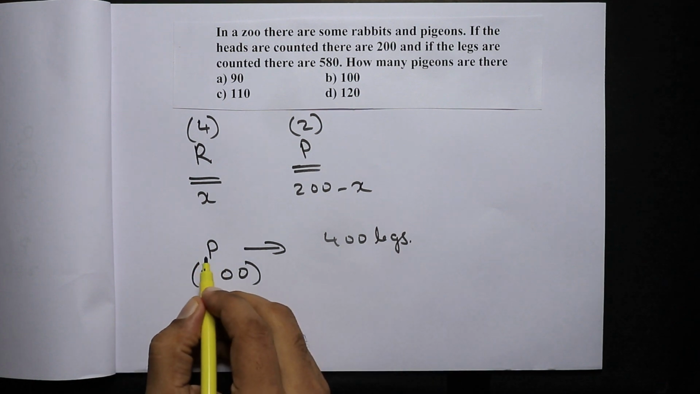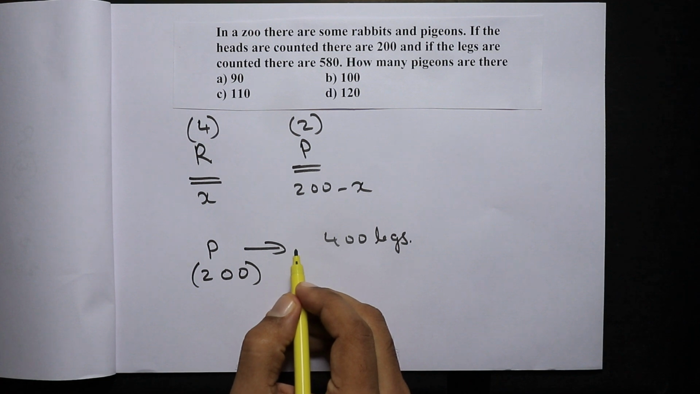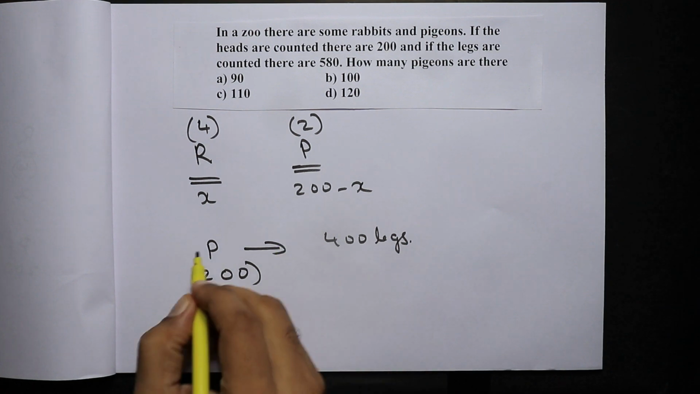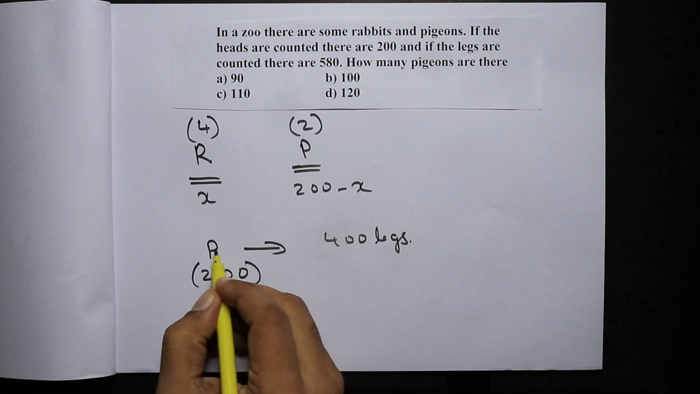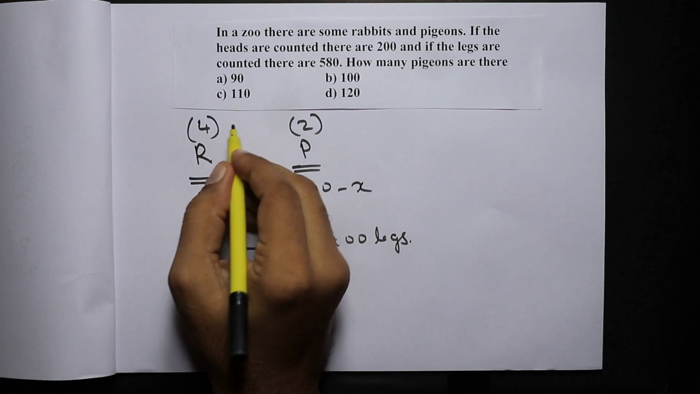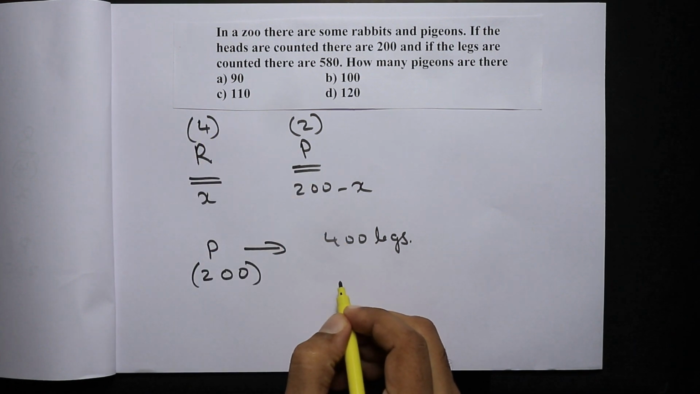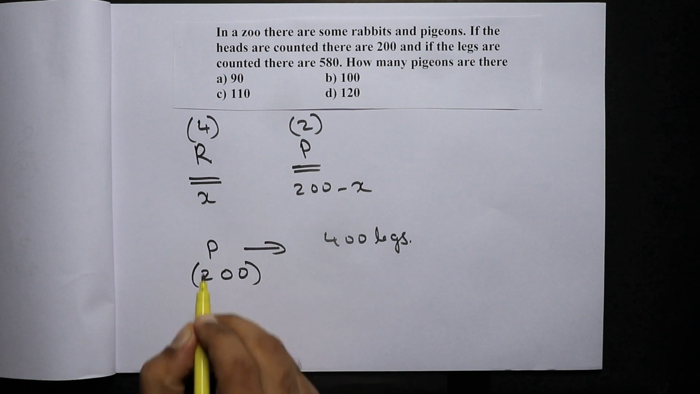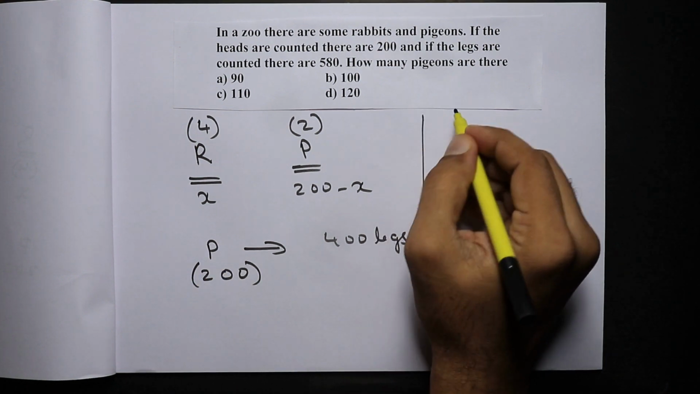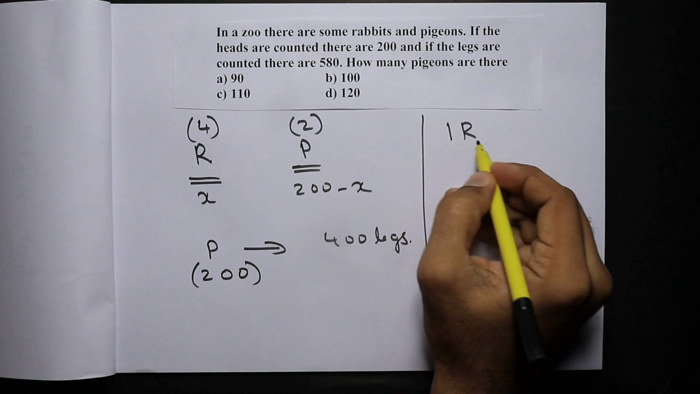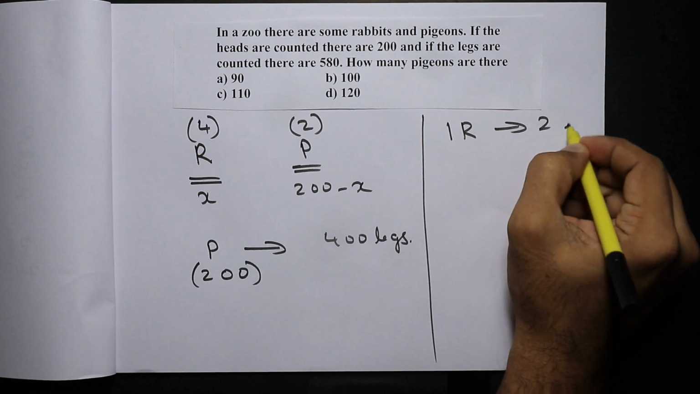Now if you replace one pigeon with a rabbit, then there will be extra 2 legs. That is, if you remove one pigeon, number of legs will be 2 less, and if you add a rabbit, it will be plus 4. So minus 2 plus 4, you will have extra 2 legs. And for each pigeon that is replaced by a rabbit, you will have extra 2 legs. So for one rabbit, if you introduce one rabbit instead of a pigeon, you will have extra 2 legs.